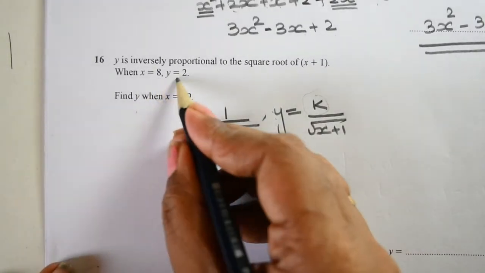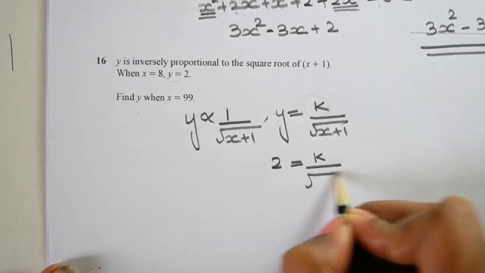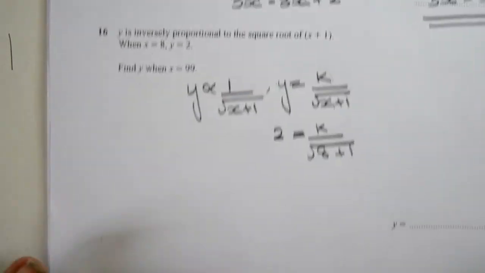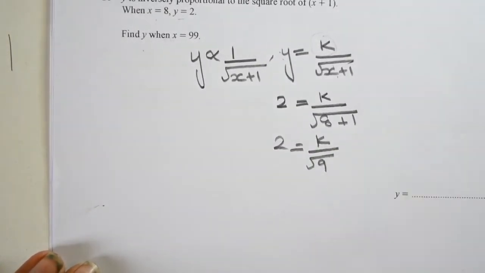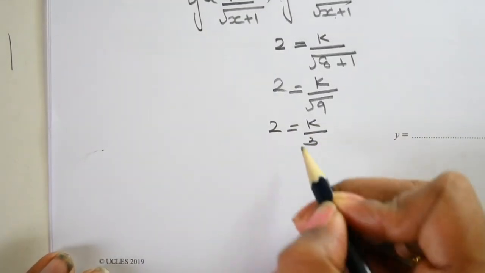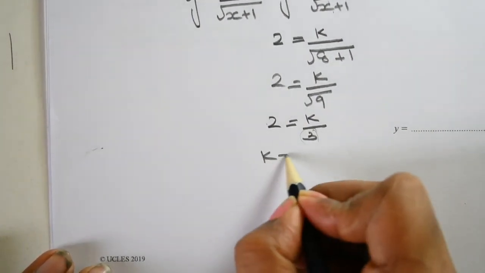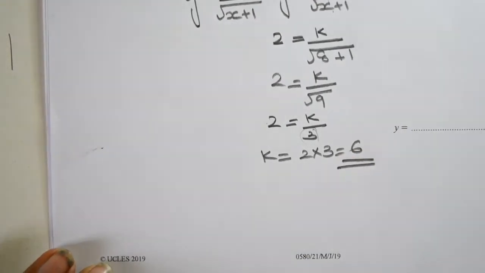Okay, so what is y here? It's given 2 is equal to k divided by root of, what is x here? 8 plus 1. So 2 is equal to k divided by root 9. So root 9 we all know that it's 3. So 2 is equal to k by 3. Here 3 is divide. When it comes to this side is multiplication. We'll get k is equal to 2 times 3 is equal to 6. Okay, next.